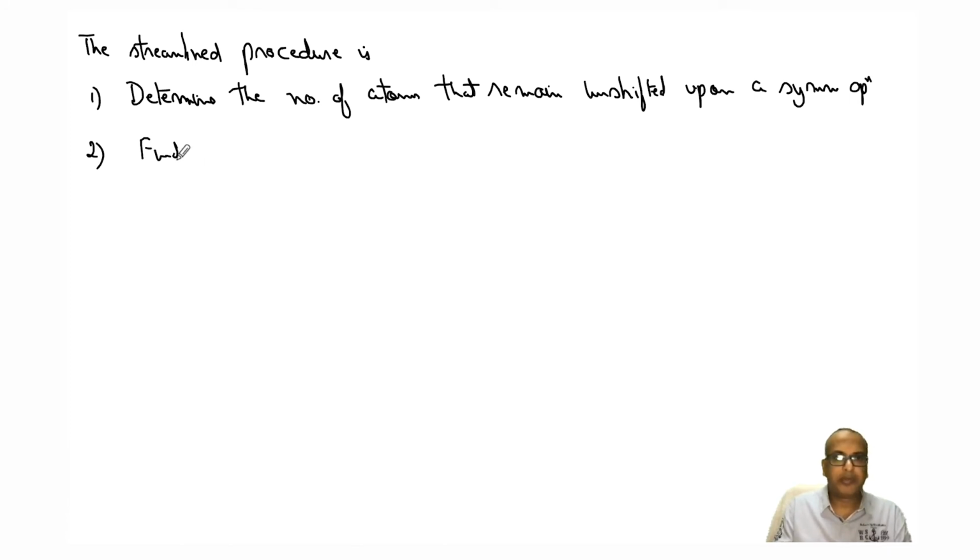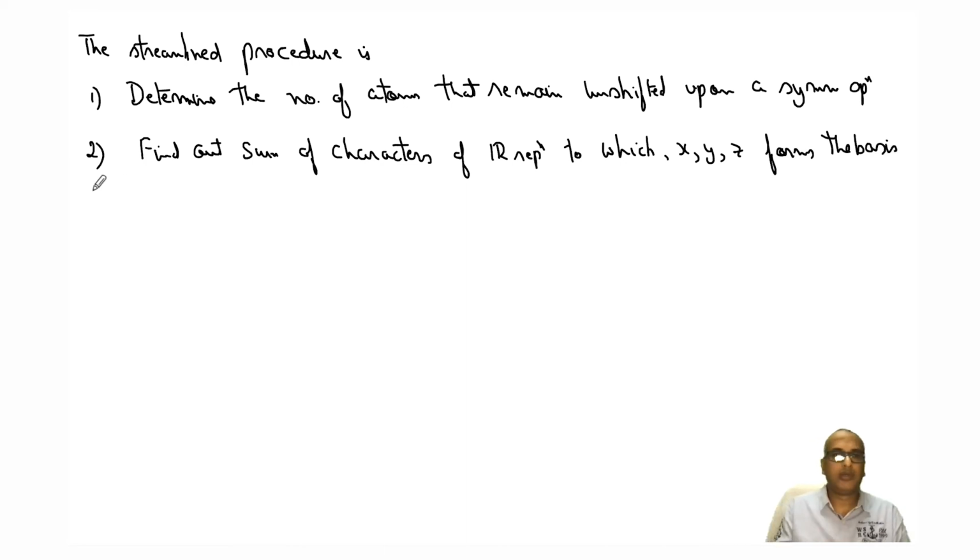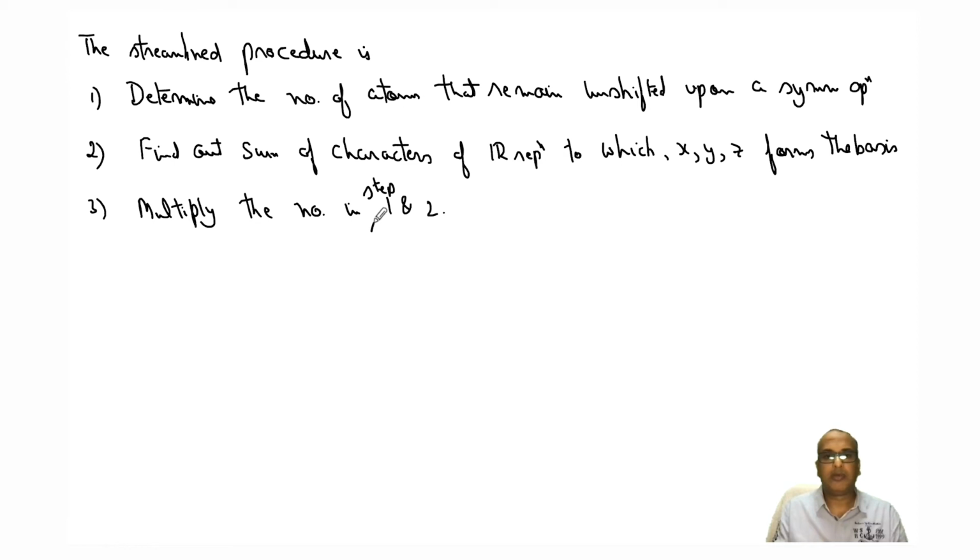Second step: find out the sum of characters of the IR representations to which X, Y, Z form the basis. Third step: multiply the numbers in step 1 and 2.